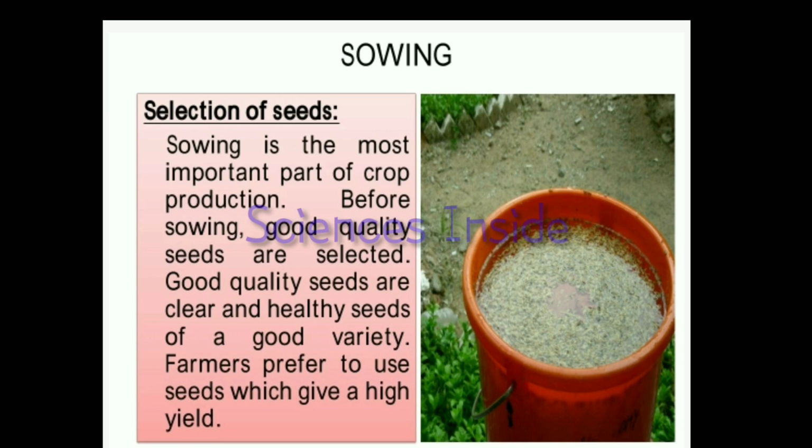Next is sowing. Sowing is the most important part of crop production. Before sowing, good quality seeds are selected. The good quality seeds are clean and healthy seeds of a good variety. Farmers prefer to use seeds which give a high yield.